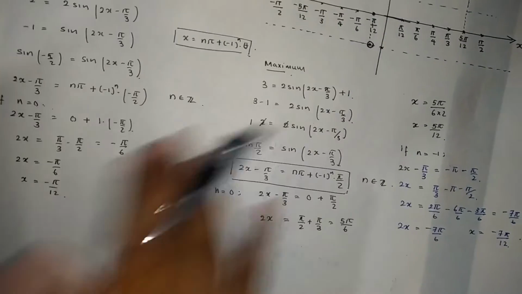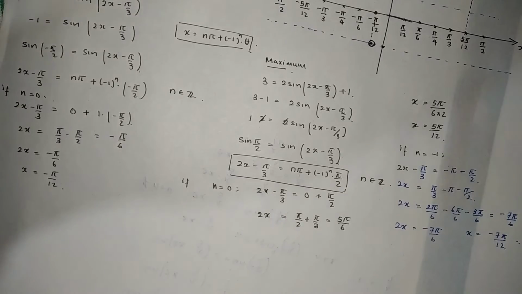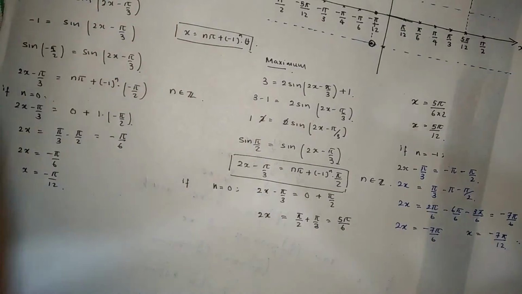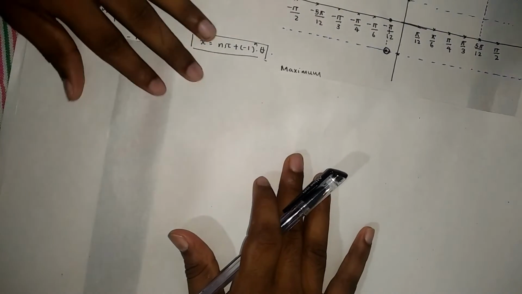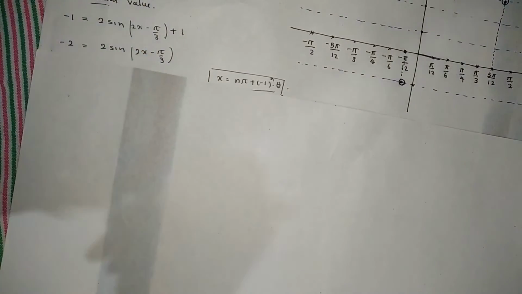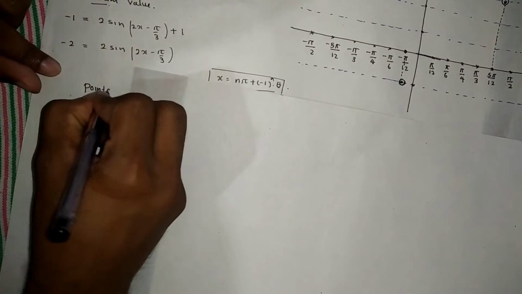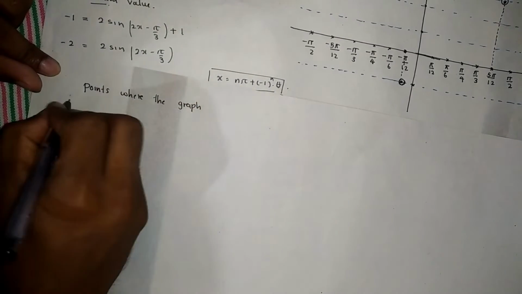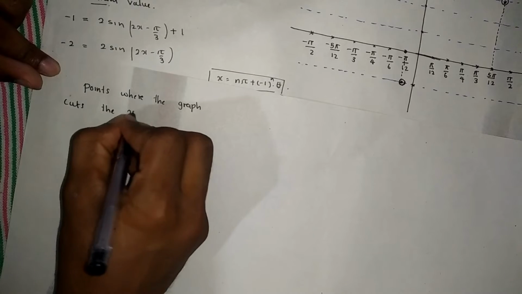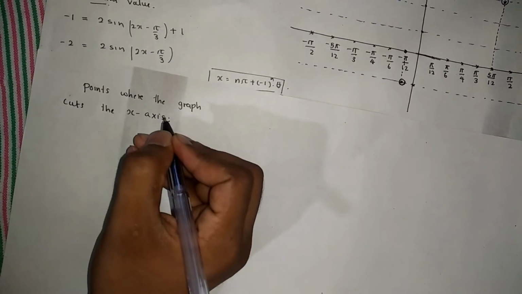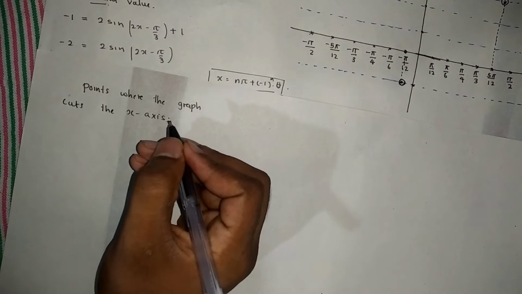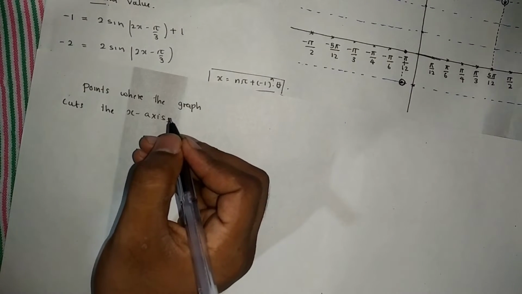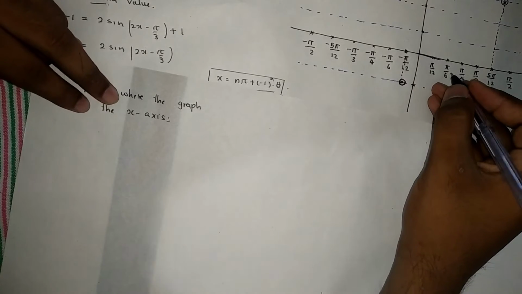So now let's try to find the points where the graph cuts the x-axis. When the graph cuts the x-axis, it's pretty much clear that the function f of x must be equal to 0. I mean, the y value must be equal to 0 in this graph. So that's the idea.